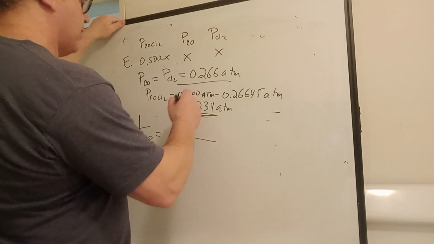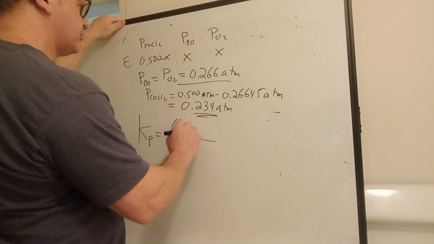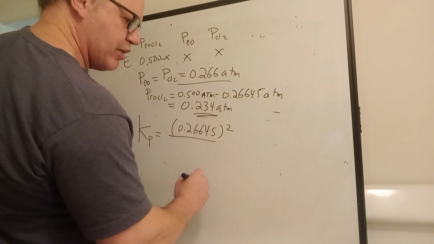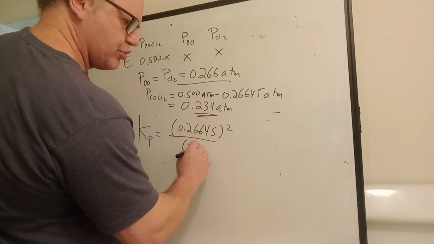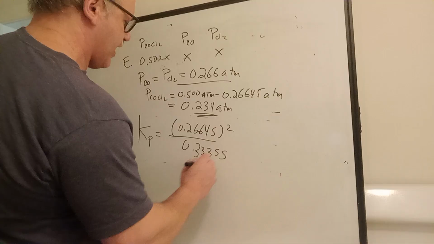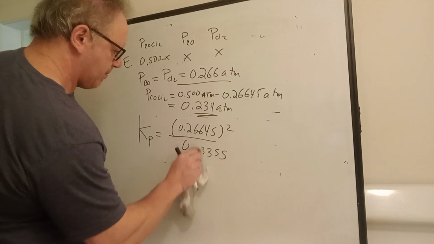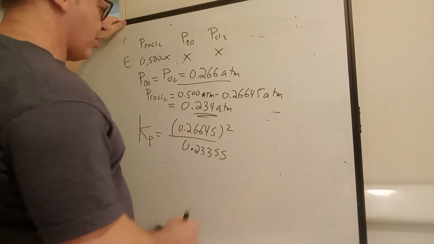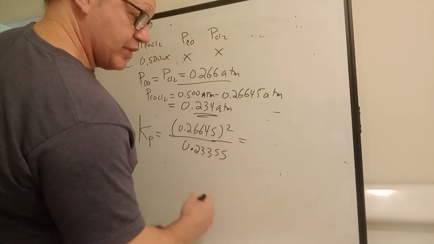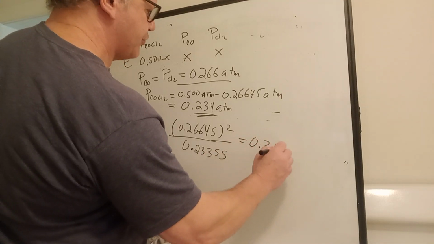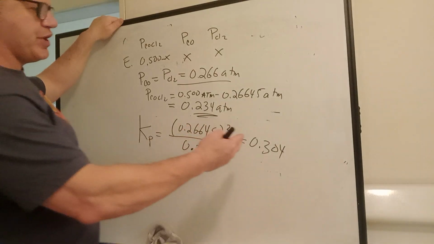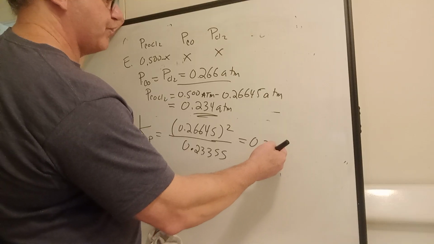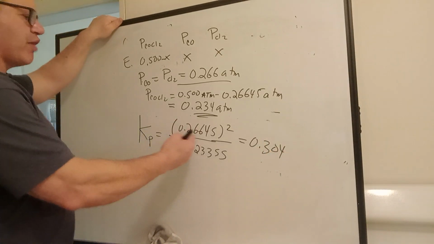So for the numerator, we have 0.266, and again, I added a few sig figs from my calculator, squared, and then in the denominator, we have 0.23355. Oh, forgot that. 0.23355, and so forth. It's not squared, and when I do that out, I got 0.304. Now, if you do this out, you get 0.3035 or 0.3045 or something like that. I mean, it's just a rounding issue somewhere here.